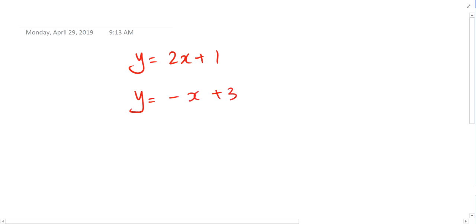Let's talk about you solving the equations y equals to 2x plus 1 and y equals to -x plus 3. If I ask you to solve these equations, how will you do it? Simultaneous. How many methods do you have? What are the two methods? Substitution, elimination. You know how to do it, right? But besides substitution and elimination, what other methods are there? Graphical method, right?